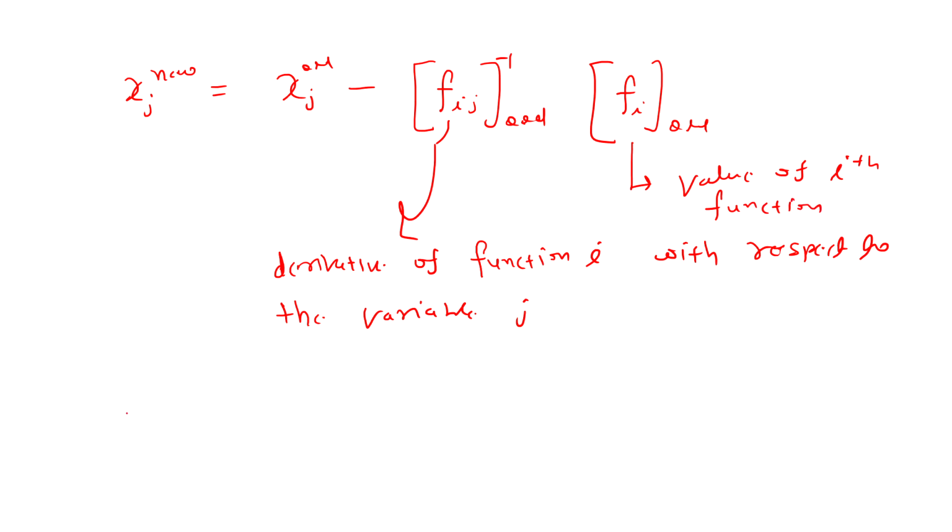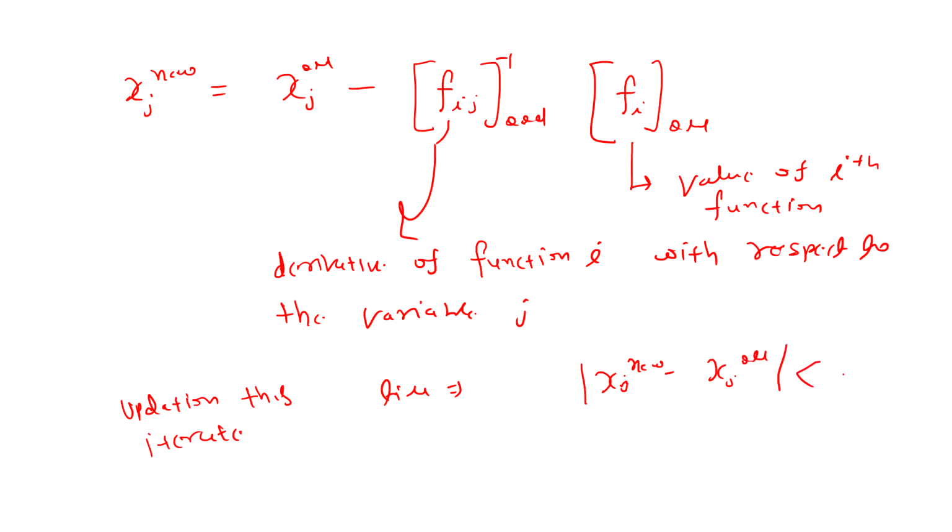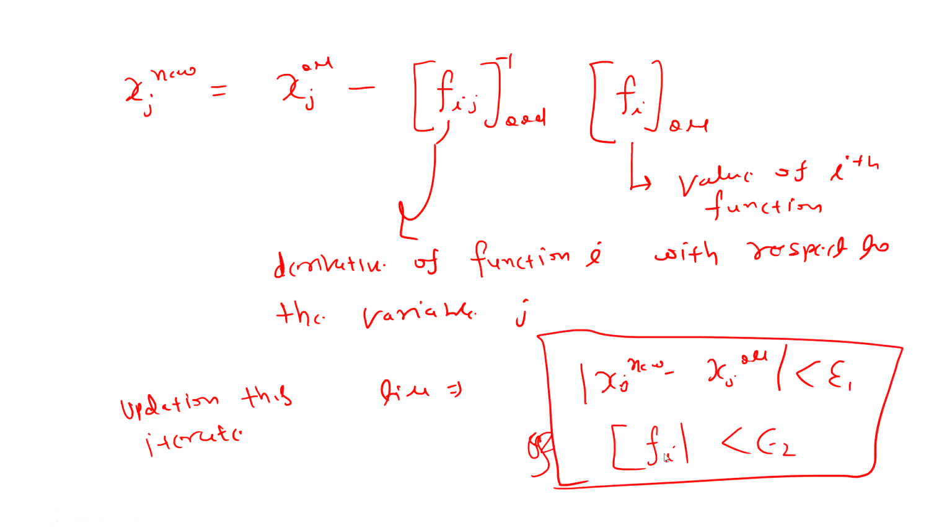And we will keep updating this, or iterate, till xj new minus xj old is less than epsilon 1 and Fi is less than epsilon 2. So this is my convergence criteria. Epsilon 1 and epsilon 2 I can decide based on my convenience.